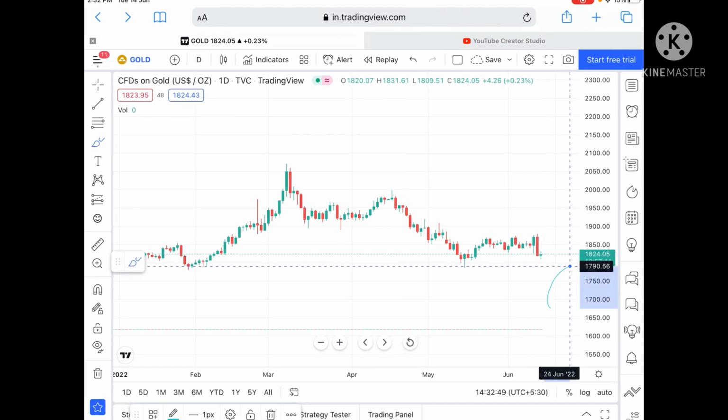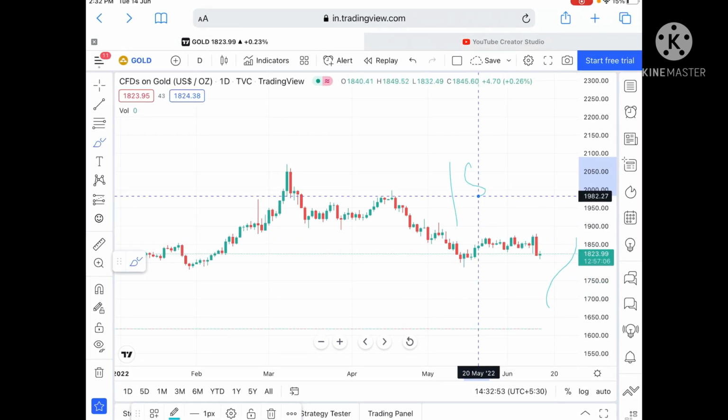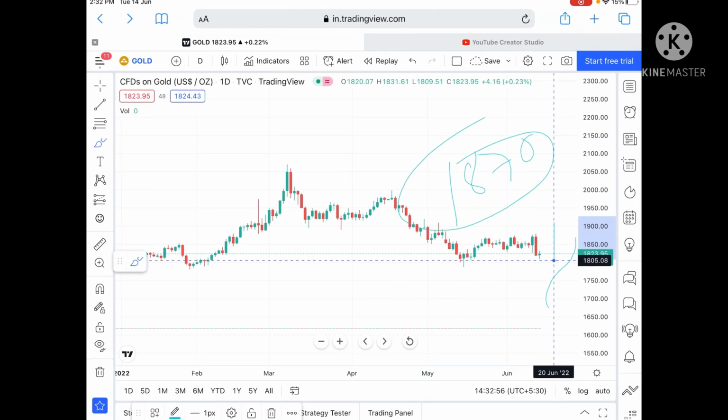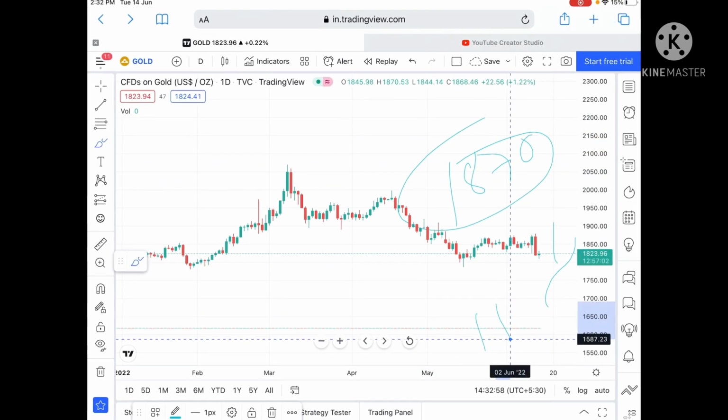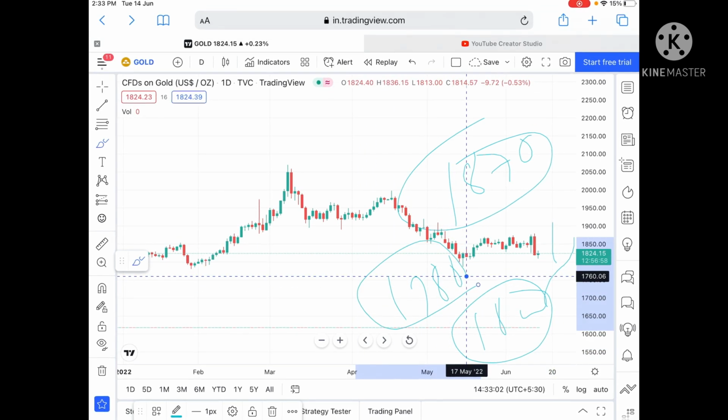So now suppose it sustains this level, then we can see it can go further upside and can go to a level of 1870 also, or if it goes below this level, then we can see a fall towards 1800 and then towards a level of 1788 and then further down.